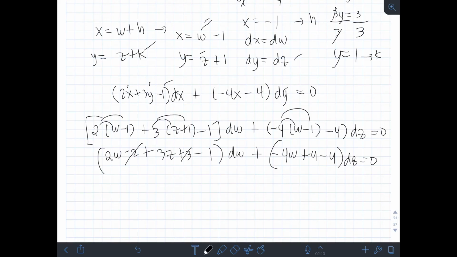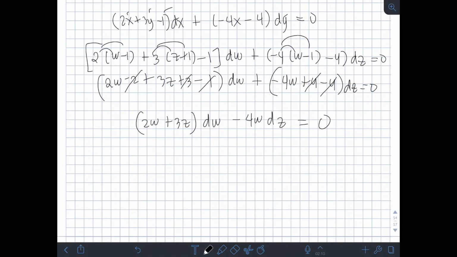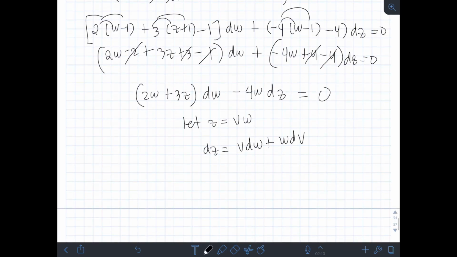So, makakancel natin itong constant. So, 2w plus 3z times dw, cancel din dito si 4, magiging plus negative 4w, so minus 4w dz equal 0. So, homogeneous na siya. So, mag-substitute ulit tayo ng let z be equal to vw. So, therefore, dz is equal to vdw plus w dv. So, substitute ngayon natin.